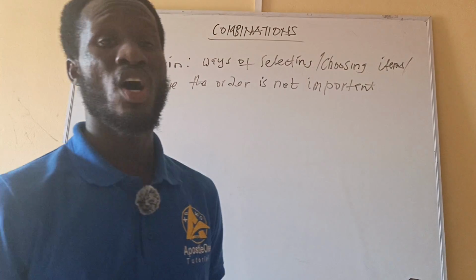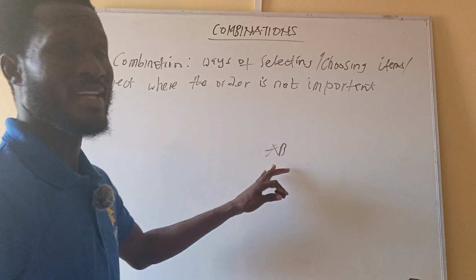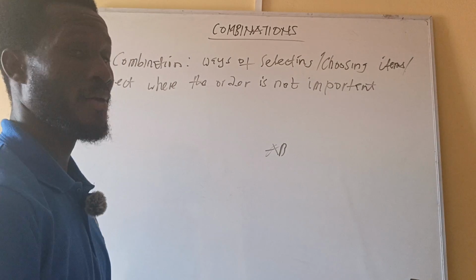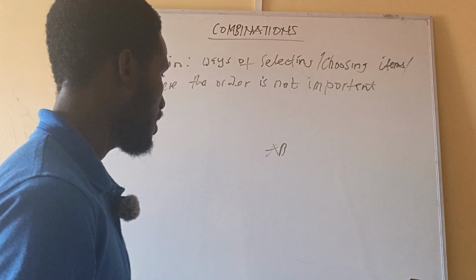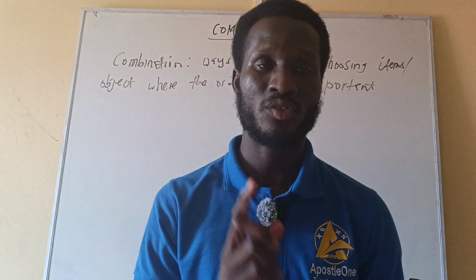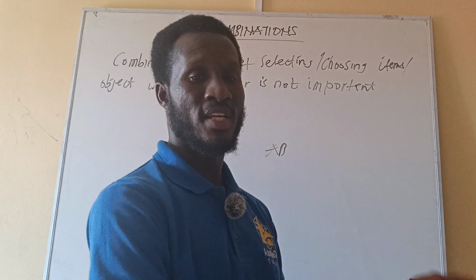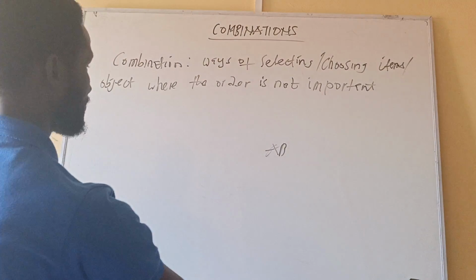It means that if I have A, B, the number of ways this can be arranged is still A, B. The order is not important. Whether B, A or A, B, the order is not important when we come to combination. Don't forget that I've talked about permutation. Go to permutation and see the difference between permutation and combination, as I said already. Let me move on straight away.